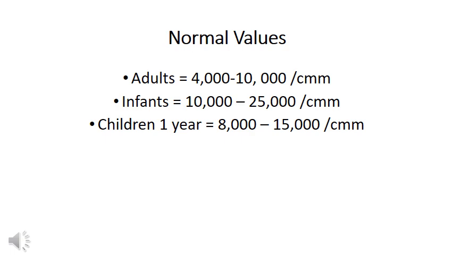Here is an important thing about the normal values of WBCs. WBCs in adults are usually 4,000 to 10,000 per cmm. It means in adults, men or female, it usually varies from 4,000 to 10,000 per cmm. In infants, 10,000 to 25,000 per cmm, and in 1 year children, 8,000 to 15,000 per cmm. These are the normal ranges of total leukocyte count in blood.